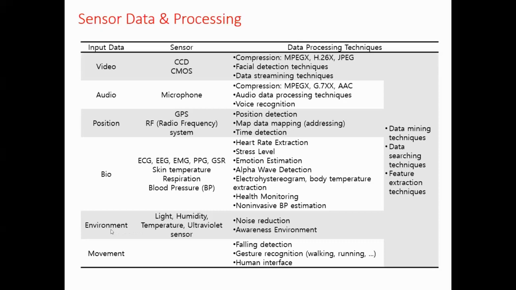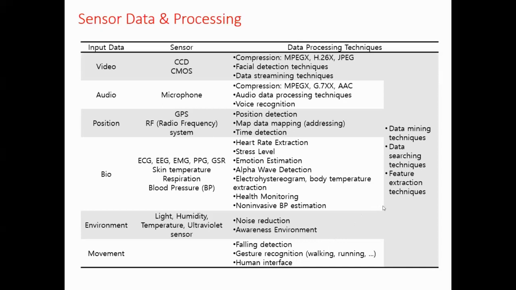In the environment, if the input data is your environment, then light, humidity, temperature, ultraviolet sensor, noise detection, and the purpose is environment awareness. If the input data is movement, then falling detection, gesture recognition, human interference.